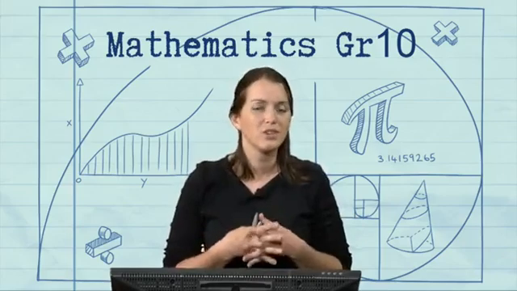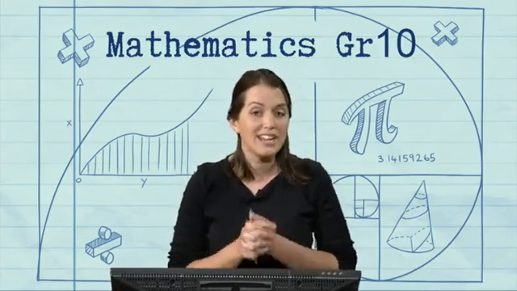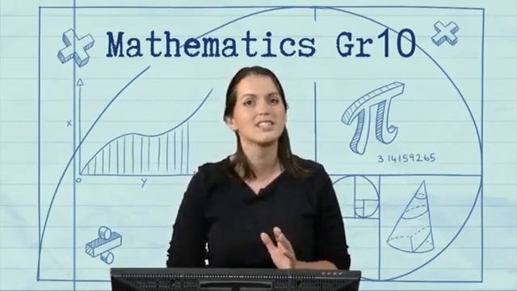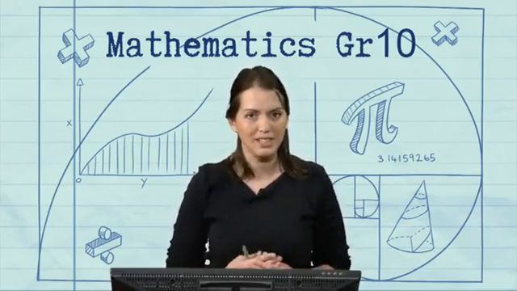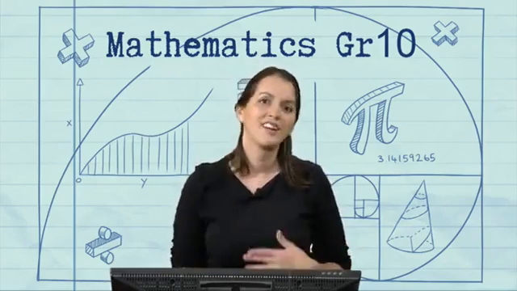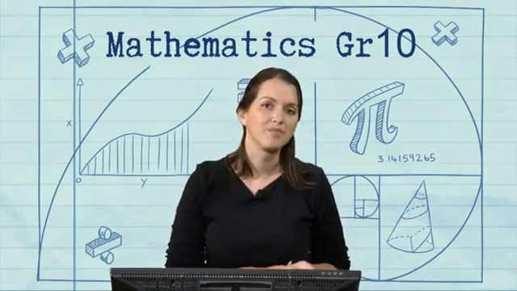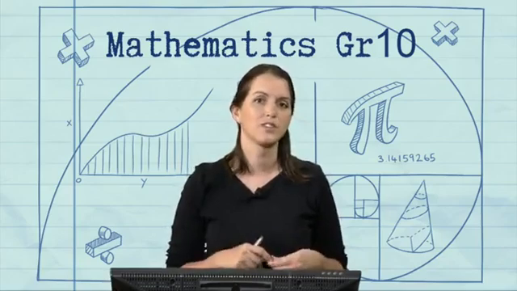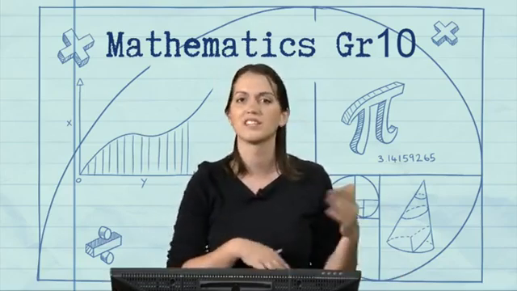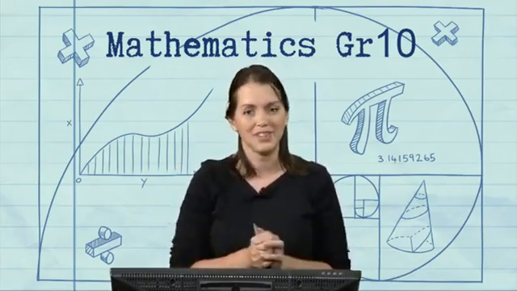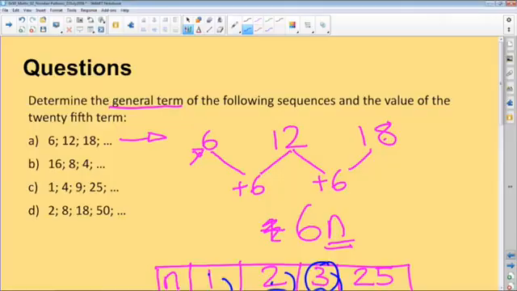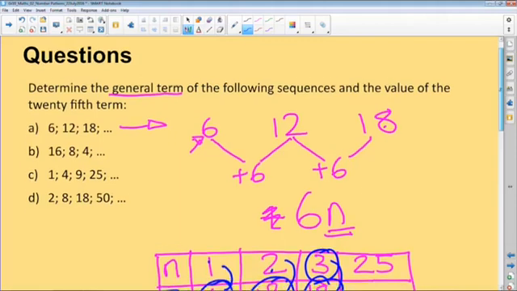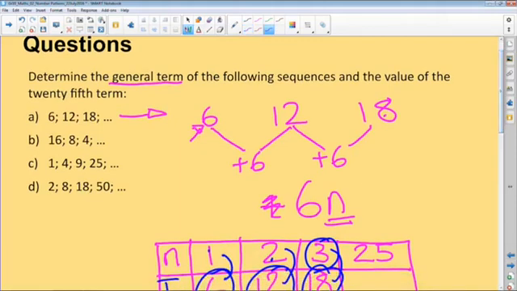So I'm going to give you 3 minutes to look at the remaining 3 number patterns that we haven't done, see if you can determine what the general term is, and then find the value of the 25th term. Sometimes it's easier to find the value of the 25th term and as a result find the general term, but take a look. Okay, let's look at the slide. So the 3 number patterns I want you to try are B, C, and D. See if you can do them quickly in 3 minutes.